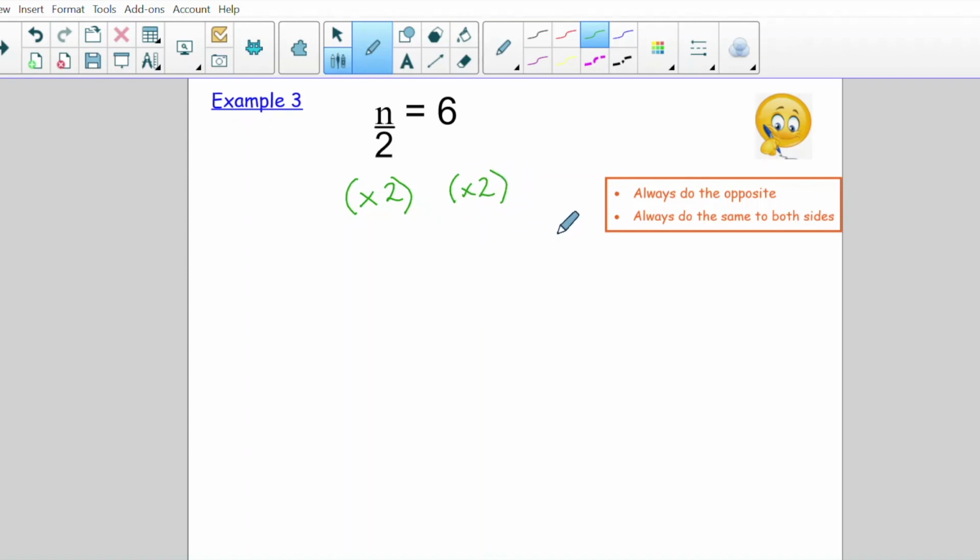Now remember that multiplying the left by 2 gets rid of the divided by 2. So with fractions we can think about it as multiplying by 2 clears the fraction or gets rid of that denominator. So what I'm left with on the left is just n, and on the right I've got 6, follow my instruction, multiplied by 2, I get n equals 12. Again, we can check our answer is right. 12 divided by 2 does indeed equal 6.